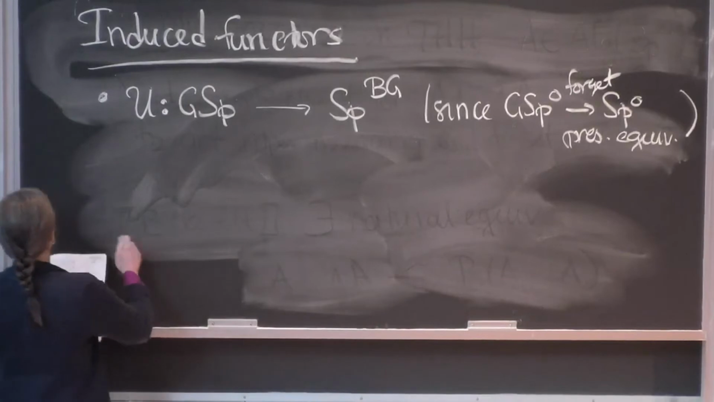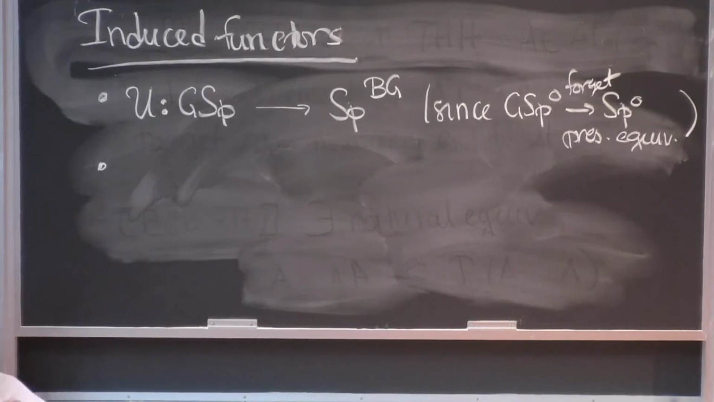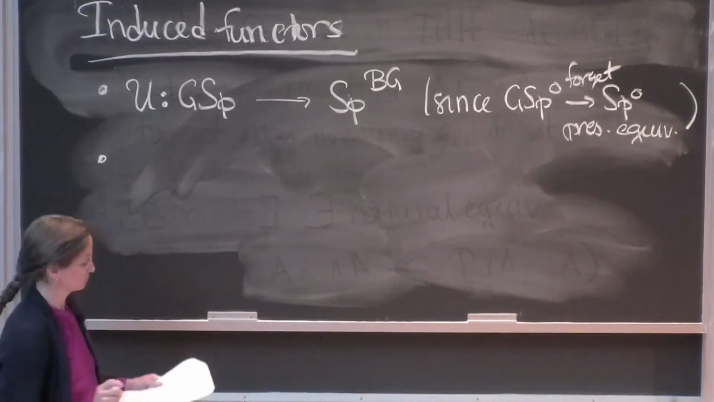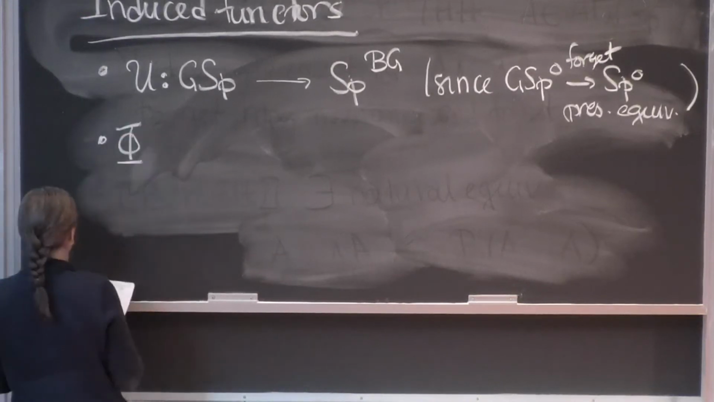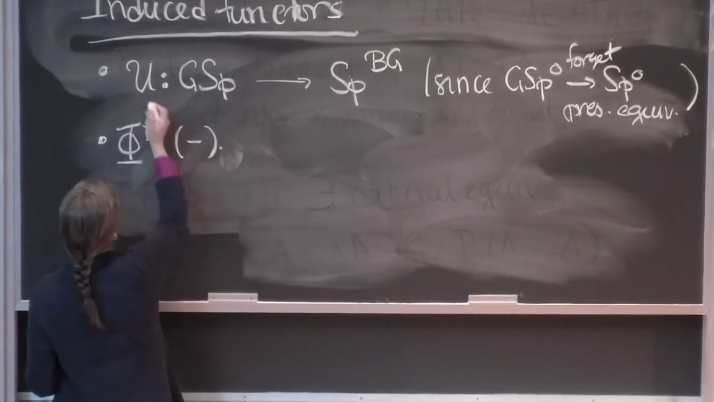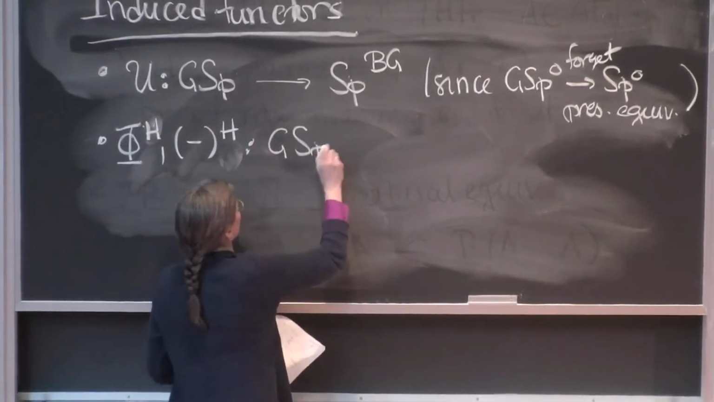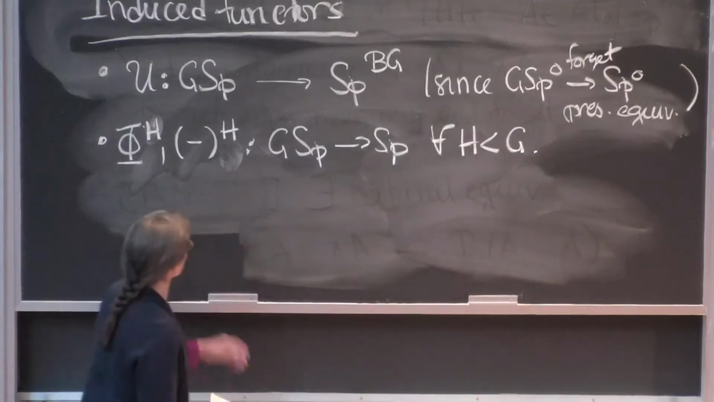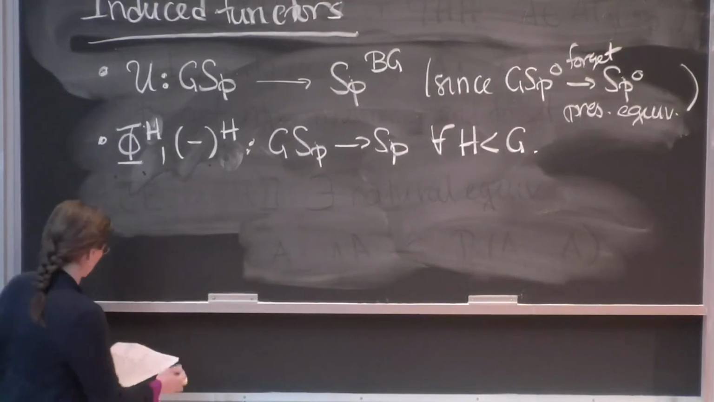Okay? Now, moreover, because geometric fixed points preserves equivalences, and because categorical fixed points preserves equivalences between fibrant objects, we have the following, maybe I'll do this more generally, GSP to SP for all subgroups H of G. So this is clear because I said that this one preserves equivalences, and this one preserves equivalences at least between fibrants, so that's good enough.